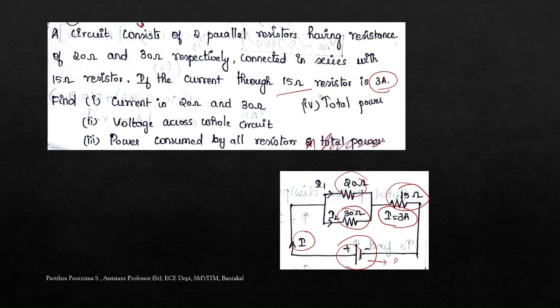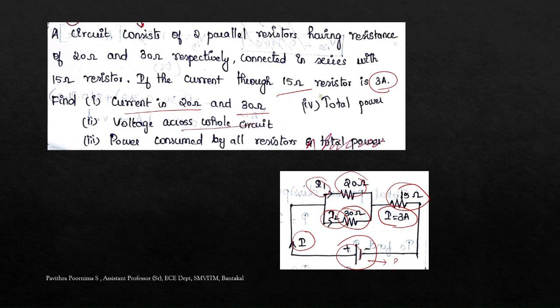Here, the 15 ohm is directly connected to the source. So we can say the current through the 15 ohm and the current from the supply, which is I, are the same. So 3 amps is the same for I. Now the question: current in 20 and 30, meaning we have to find I1 and I2. Since there are two resistors, we can use the current division rule.